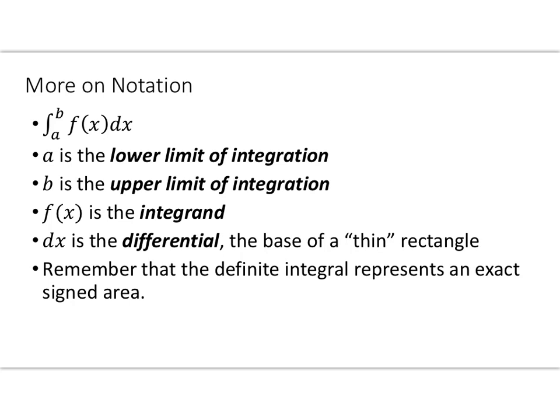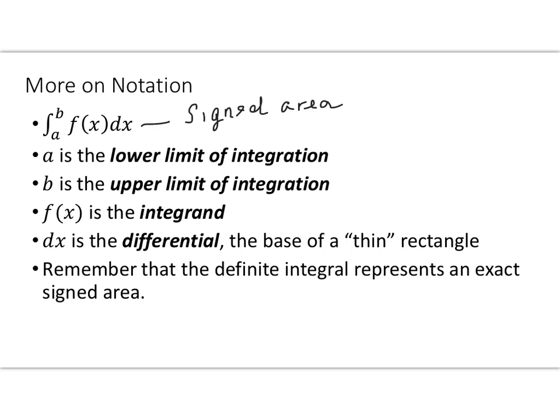There's more terminology related to this definite integral notation. Here in the first bullet point, what you see is notation for the definite integral of f from a to b. And remember that, if we compute this, it gives us a signed area between the function and the x-axis on the interval from a to b. Now the number a is called the lower limit of integration. The number b is called the upper limit of integration.